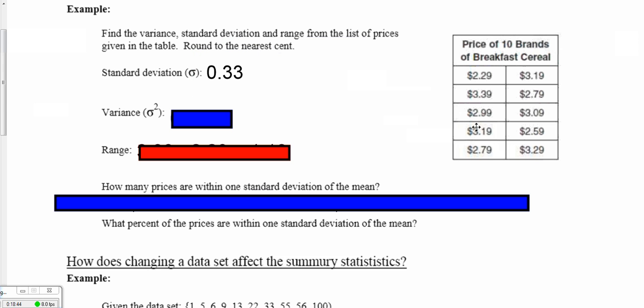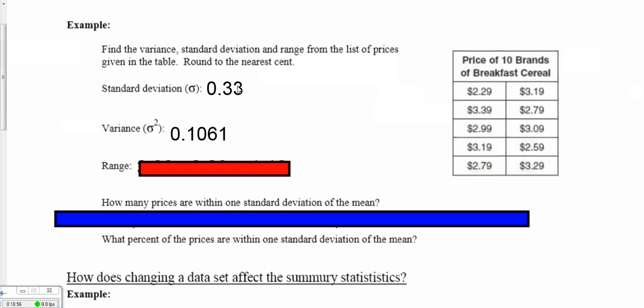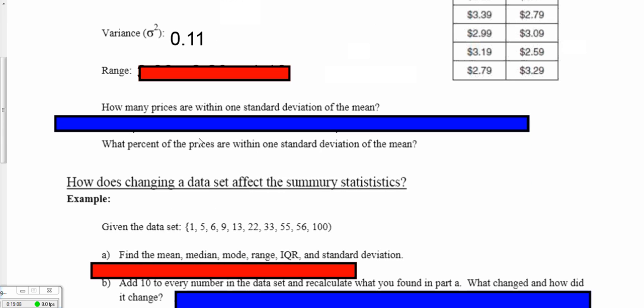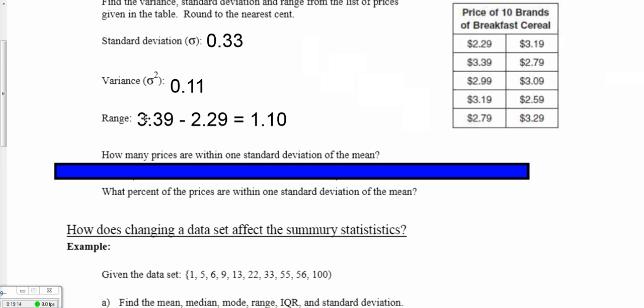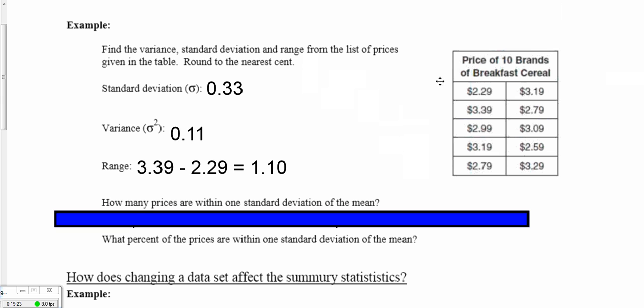So all of these are going to be around 33 cents away from our middle piece, our median, our average, our mean. The variance then would be this number squared. So we would get 0.1061. Again, if we rounded this to the nearest cent, it would come out to 0.11, or 11 cents is our variance. The range then, we're going to take our highest value, subtract our lowest value. Our highest is $3.39, our lowest is $2.29, so our range is going to be $1.10. All of these values are within $1.10 of each other.